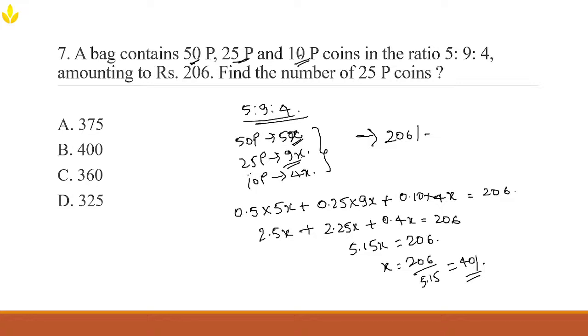We need to find out what amounts for 25 paisa. That is given as 9 into x. So 9 into 40 gives you 360 rupees. So in total, 25 paisa comes to 360 rupees. Okay. So we'll move on to the next question here.